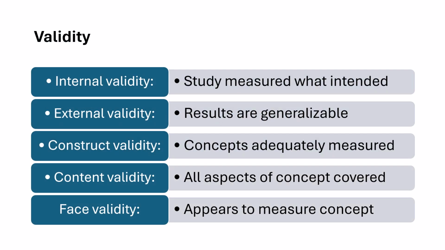Validity is about whether a study actually measures what it claims to measure. Internal validity asks, did the study measure what it intended to? External validity is about generalizability. Can the results apply to other situations or populations? Construct validity concerns whether the concepts were adequately measured. Content validity examines if all aspects of a concept were covered. And face validity is the most basic. Does the instrument appear to measure the concept?